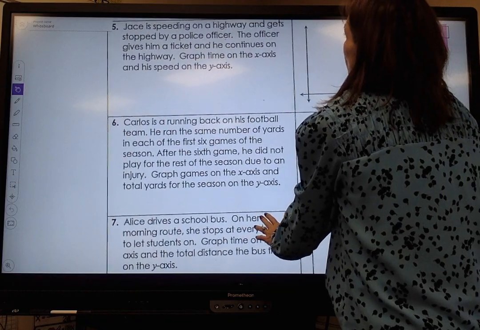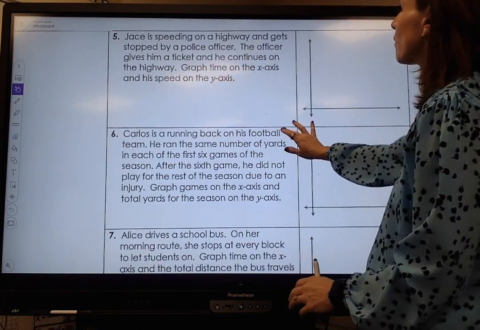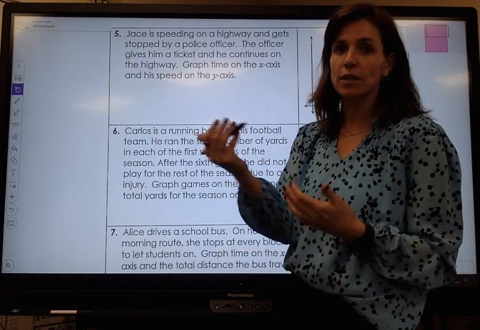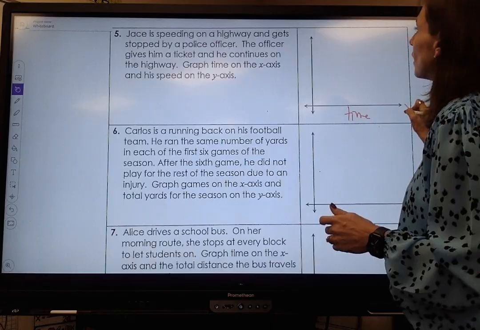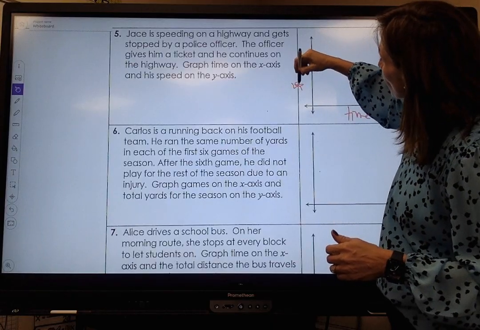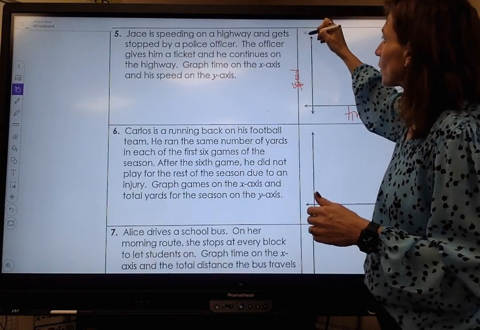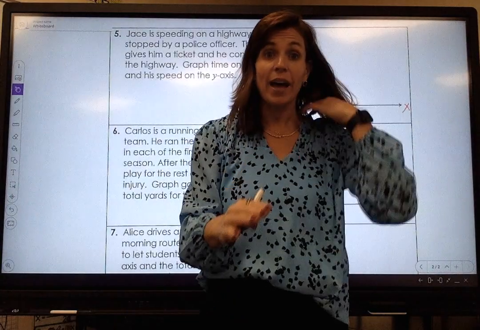Jace is speeding on a highway and gets stopped by a police officer. The officer gives him a ticket and he continues on the highway. We're going to graph time on the x-axis and speed on the y-axis. All right, so he's speeding on the highway.